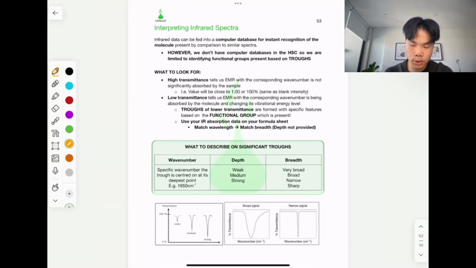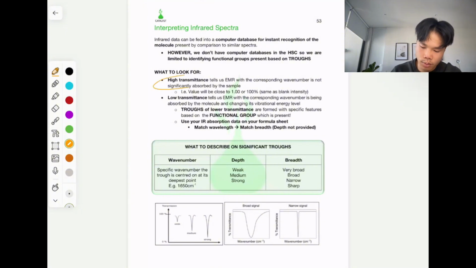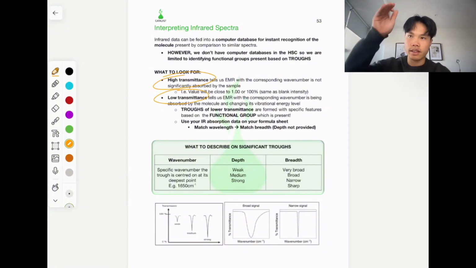To interpret, make sure you always write, when you describe a trough, what wave number it is, how deep it is, and what the breadth is. You can do that in just one sentence very efficiently. And you're always looking for regions that have either high transmittance where you're normally expecting troughs, in order to rule out bonds that you don't have, or regions that have low transmittance, to find out what bonds you actually do have. So you can talk about both. You can say this region has no trough, therefore we don't have a particular bond. Or you can say this region has a broad, deep trough at 3,000, which indicates that we have an OH hydroxyl from an alcohol, something like that.